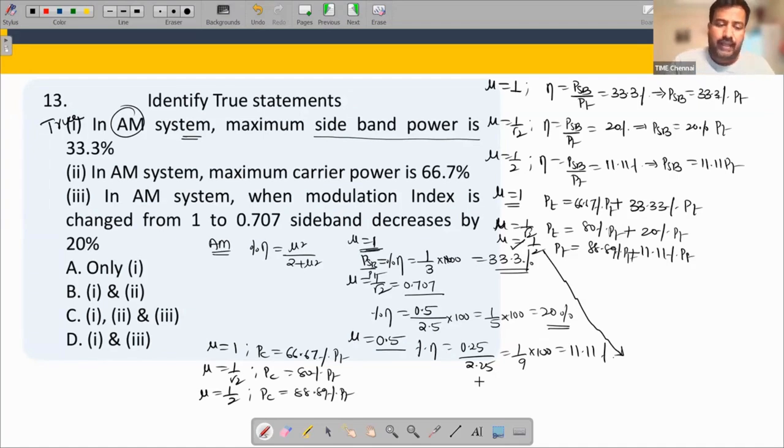Got it? Now clearly, you can see the carrier power is rising. The minimum carrier power is 66.67%. Now you read, in an AM system, maximum carrier power is 66.7%. Is it the maximum or the minimum? Sadly, that's the minimum. That's the confusion that generally happens. So this is false. This is false.